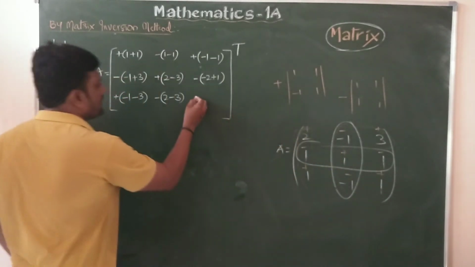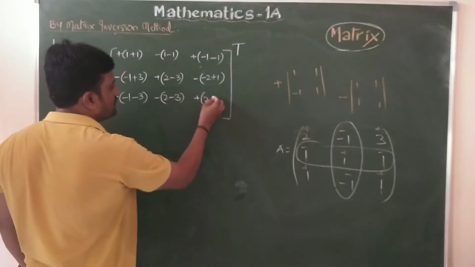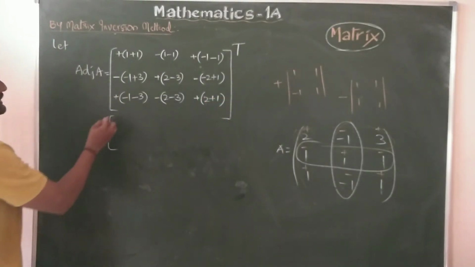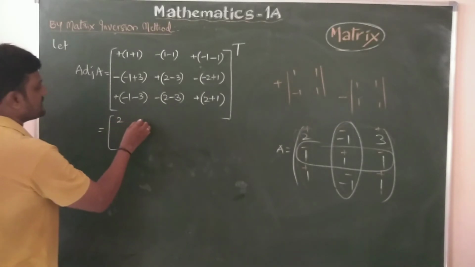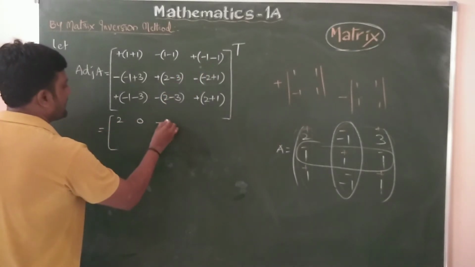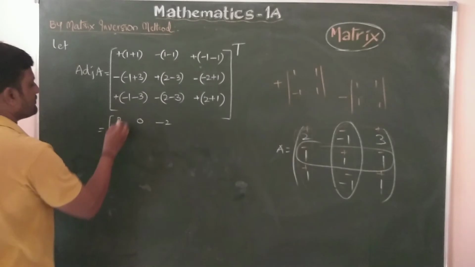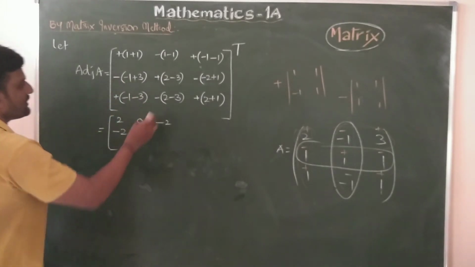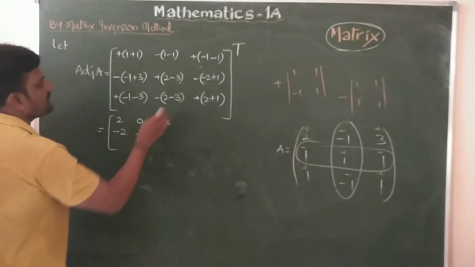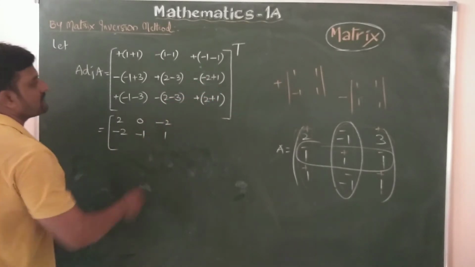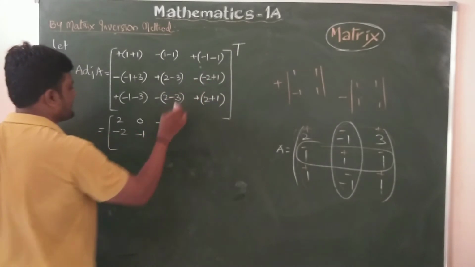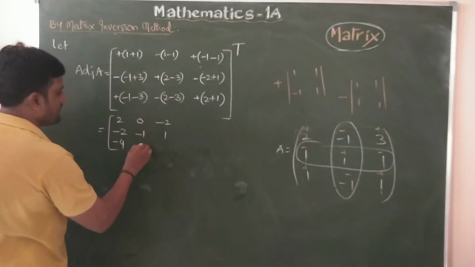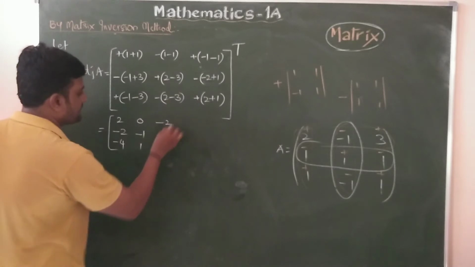Now here plus 2 plus 1. Okay? Let's simplify. Then it is a 2, it is a 0. Yes or no? It is a minus 2. Now it is a 2 minus 2. Yes or no? 3 minus 1 is a 2. Okay, now minus 1. Now it is a plus 1. Minus 2 plus 1, minus 1 plus 1. Minus 1 minus 3, minus 4. And it is a plus 1 and 3.